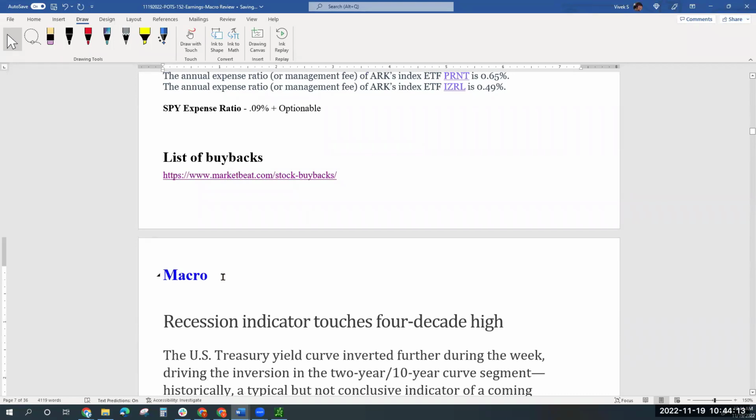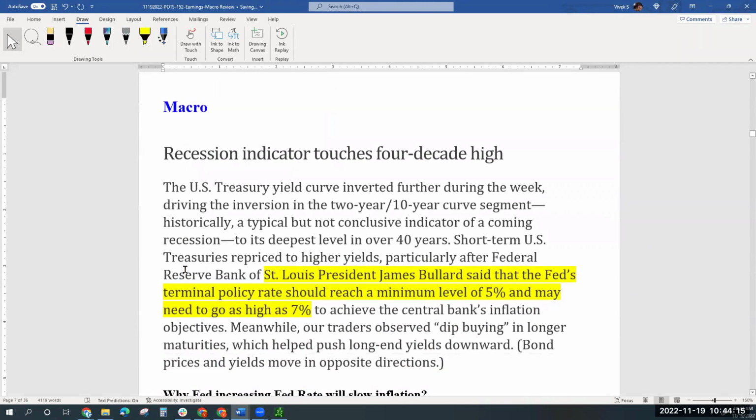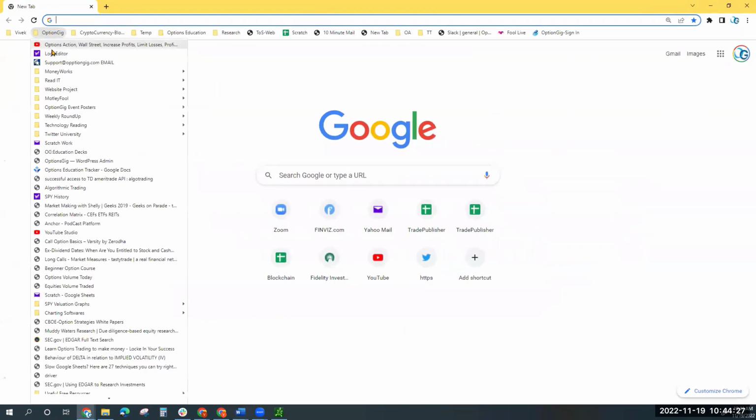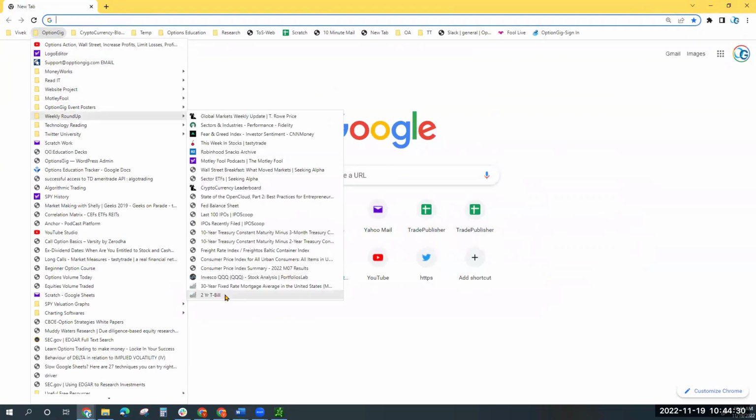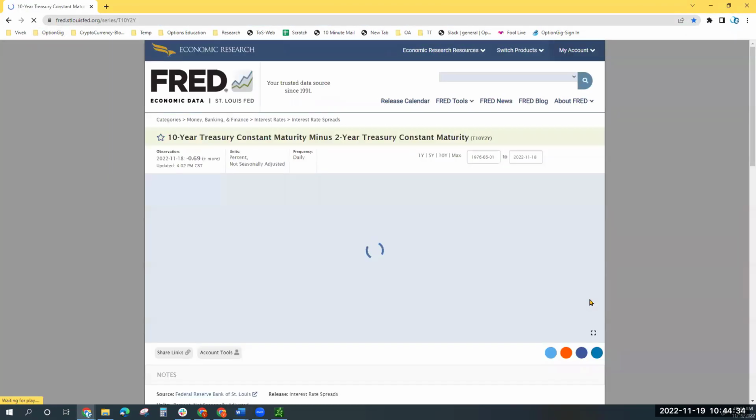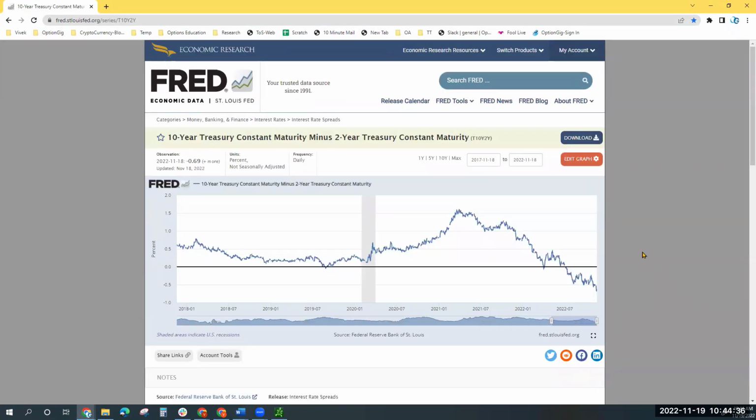Let's jump on to today's session. Macro side, recession indicator hits 4-decade high, which is nothing but our yield curve. So the yield curve inverted further during this week. So I bring up my yield curve inversion. Let's look at 20-year versus 10-year. Where's my 10-year minus 2-year? I didn't look at 10-year minus 2-year. So it did invert further.